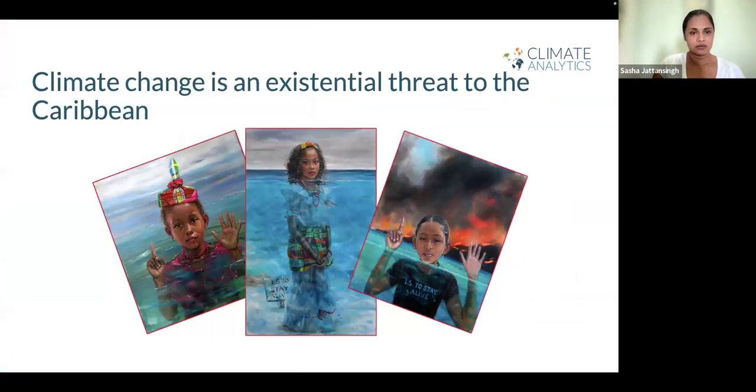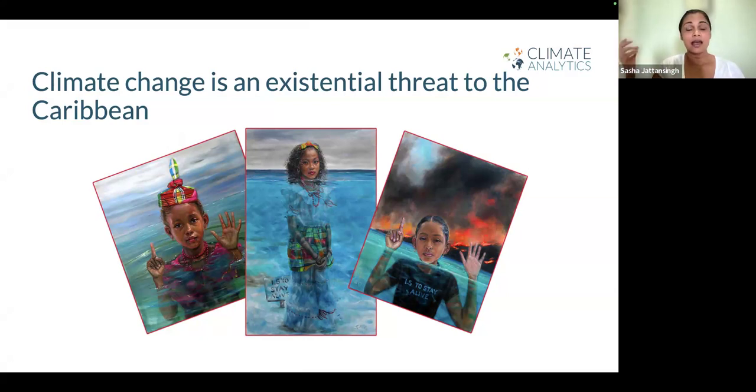And climate change is an existential threat to the Caribbean. And we all know, and I'm sure over the years we've seen these pictures. This is the 1.5 to Stay Alive campaign that was actually led by Caribbean NGOs right here, and it's now a global campaign on the importance of 1.5 degrees Celsius as the global temperature limit that is included in the Paris Agreement.